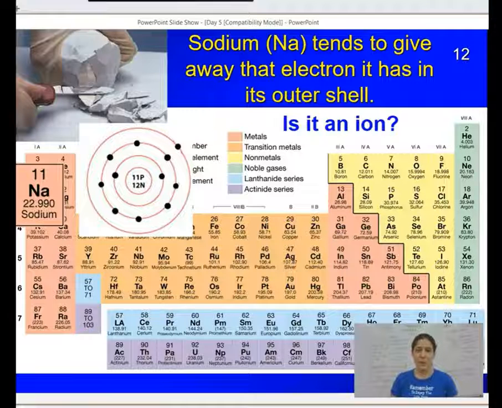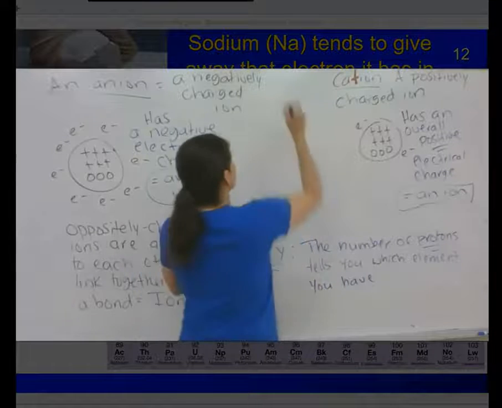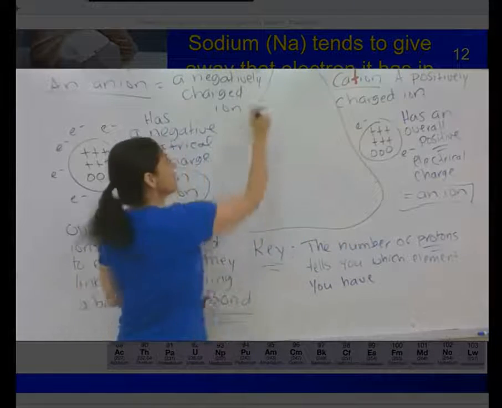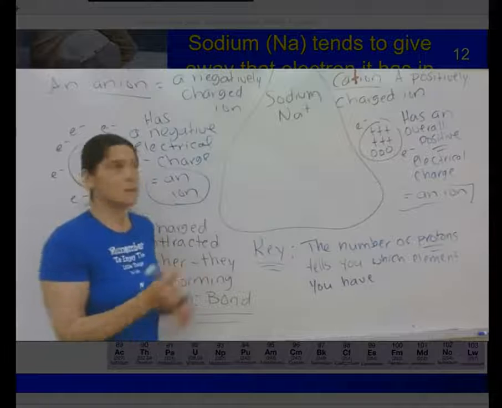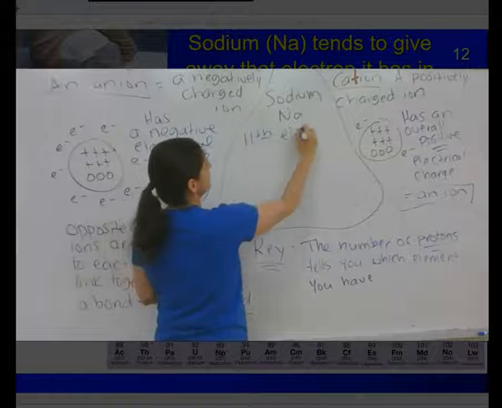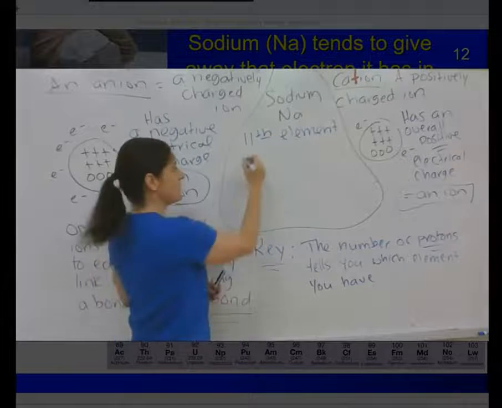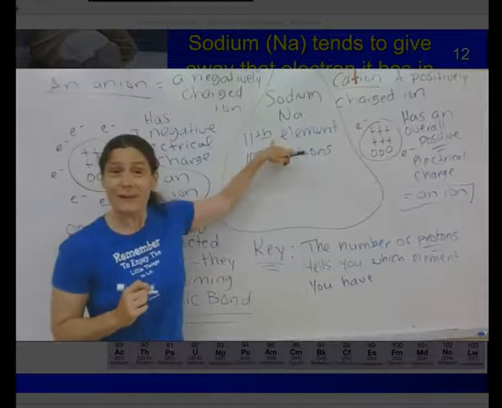How many protons does sodium have? 11. It's the 11th element. So if sodium has 11 protons and 10 electrons, what's its overall electrical charge? It's overall positively charged. So if we want to write a little example here, sodium, abbreviated Na. It is the 11th element. It has 10 electrons. That makes its orbitals very happy to have 10 electrons. So 11th element means 11 protons.